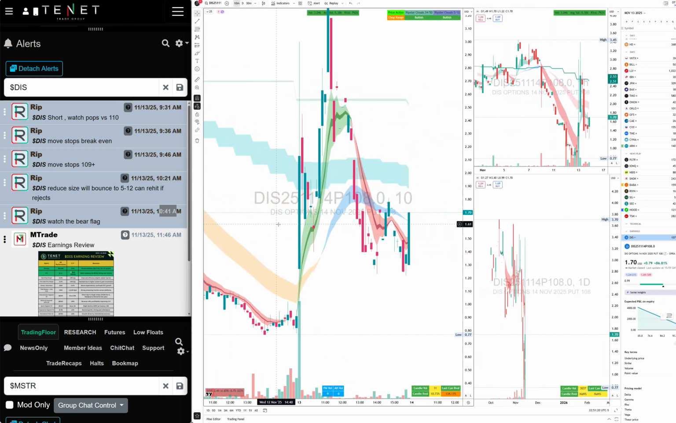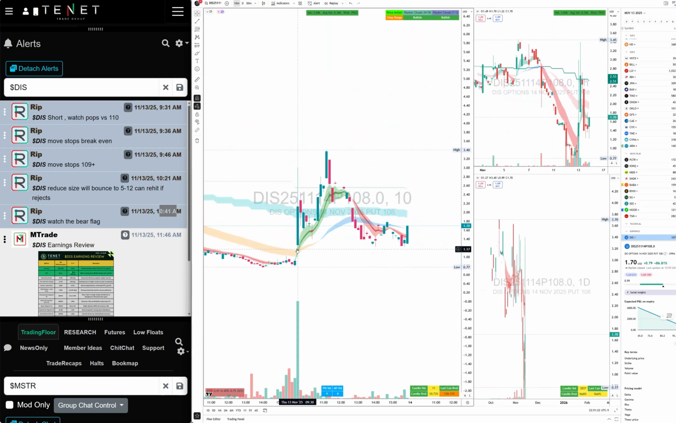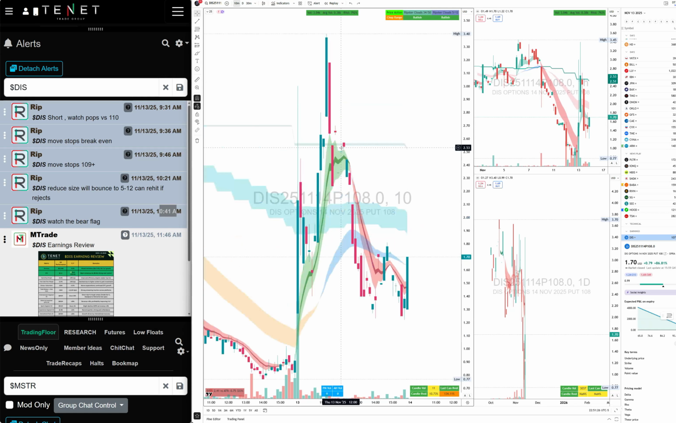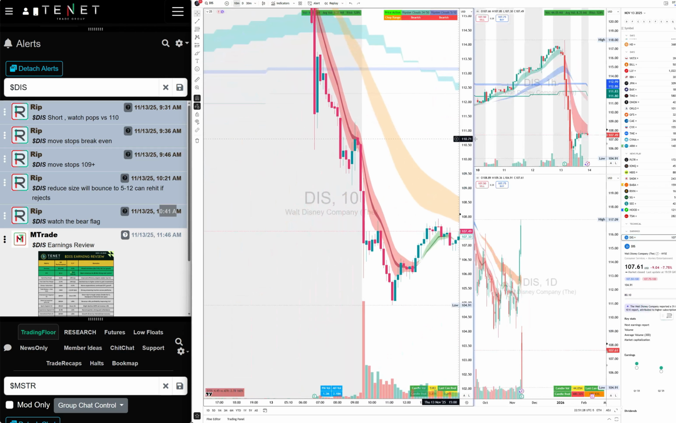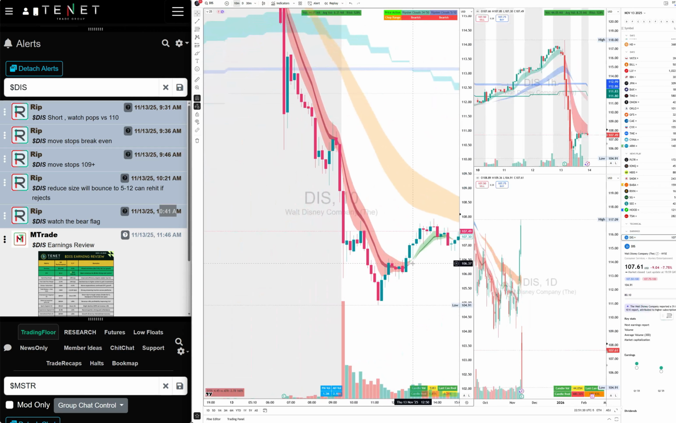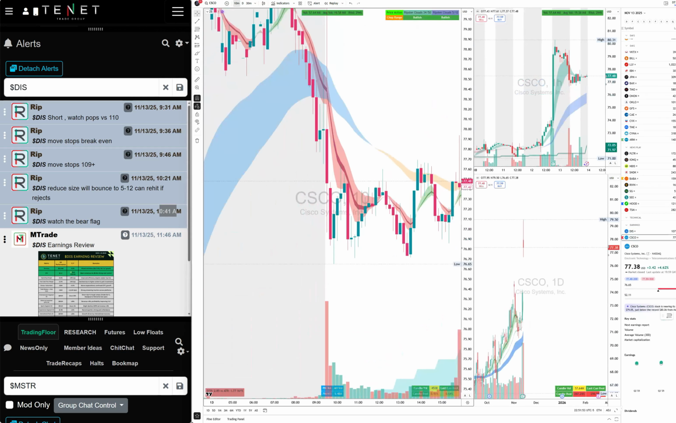So if you were trading, let's say, the 108 puts today, they went from $1.20 to $3 and gave you like a 100% trade, not bad. Disney was definitely a short, and you exit it when it curls the Ripster clouds right here. So we're going to look at Cisco.